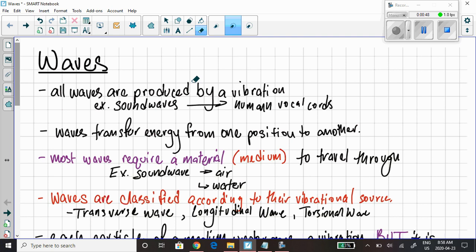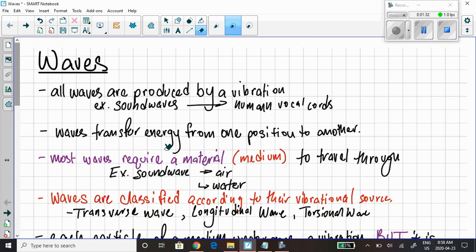So let's get started. All waves are produced by a vibration. That's the source of the energy. For example, sound waves. I'm speaking, my vocal cords are vibrating, that energy is being spread through the air particles around me into the microphone. So my human vocal cords are a vibration and they produce a wave that spreads that energy, and that is a sound wave. Waves transfer energy from one position to another.